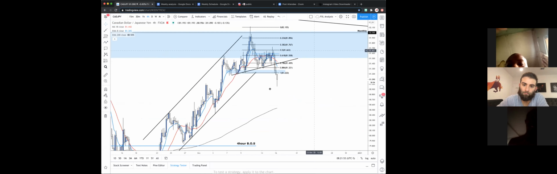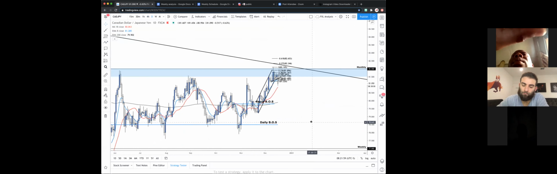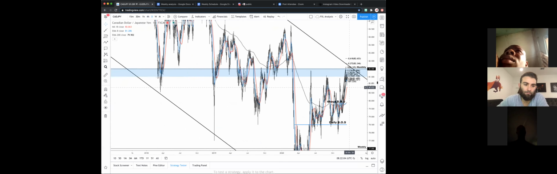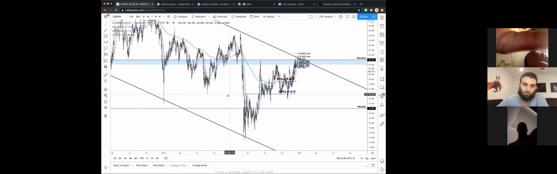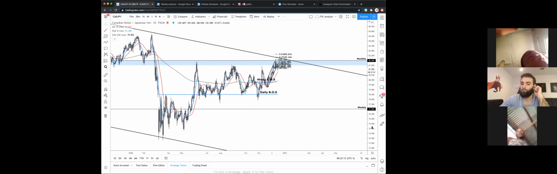CAD JPY. A lot of movement on this recently. Let's go to the daily time frame to start. Overall bearish, right? So this is probably more of a weekly time frame here. This is a weekly bearish trend, very clear. However, on the daily trend here, we're bullish, right?